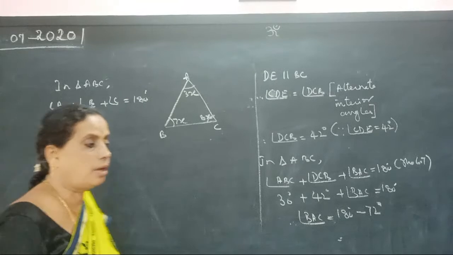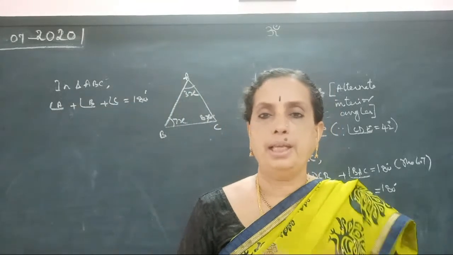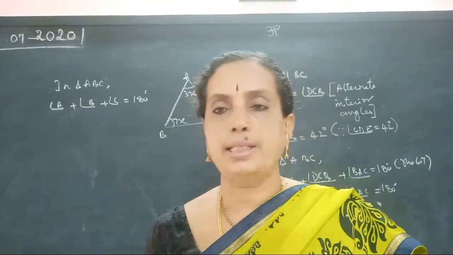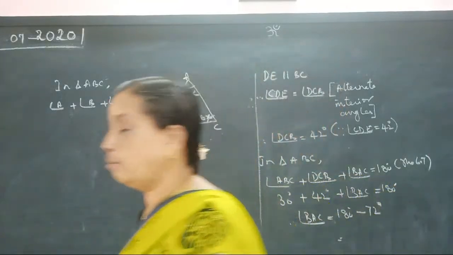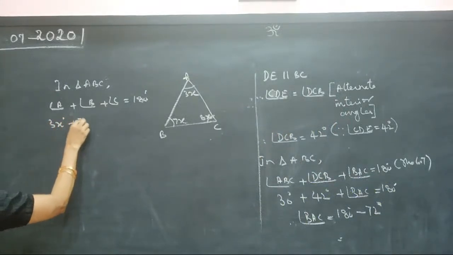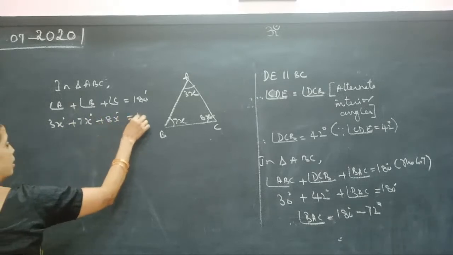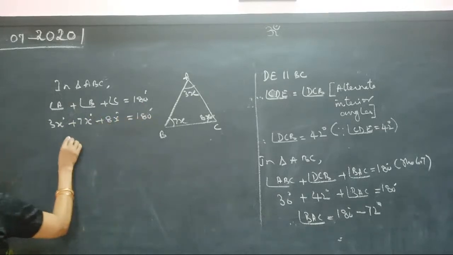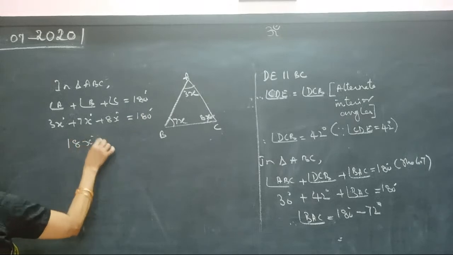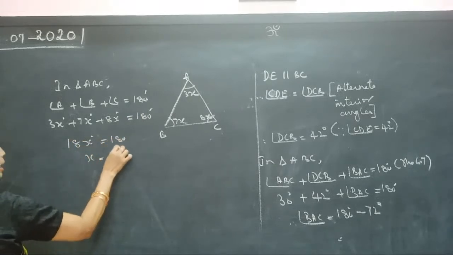Since the angles are in the ratio, we always multiply with a constant. Here I used the constant as x. It's a common term. So that is 3x degree, 7x degree, 8x degree is 180, totaling 18x degree equals 180, x equals 10 degree.